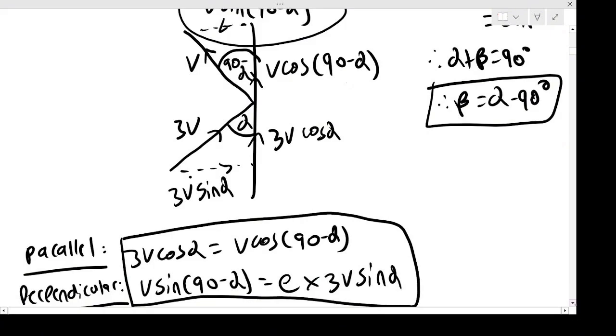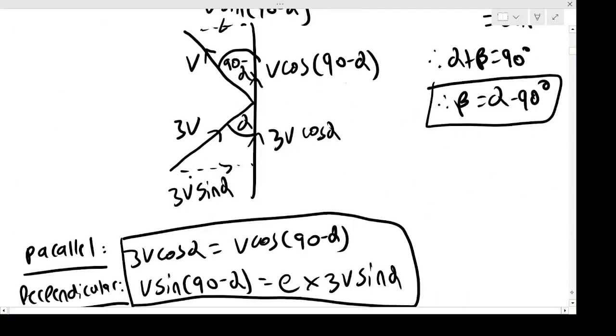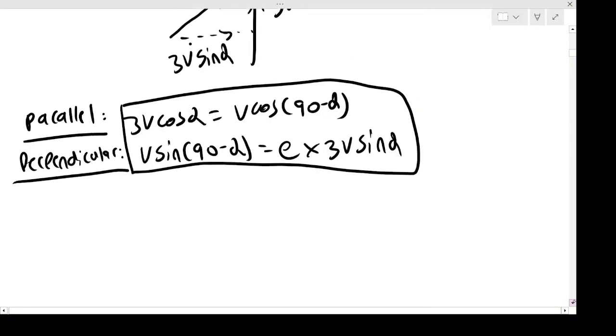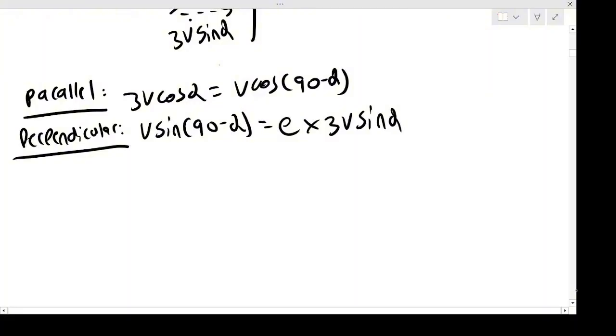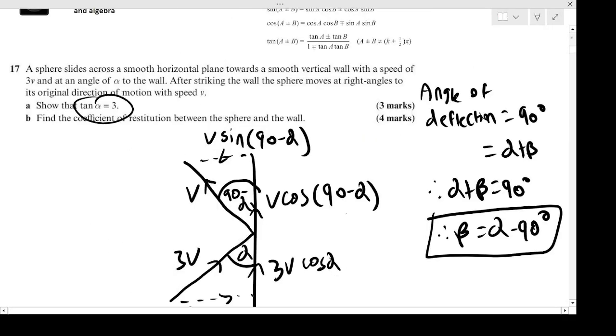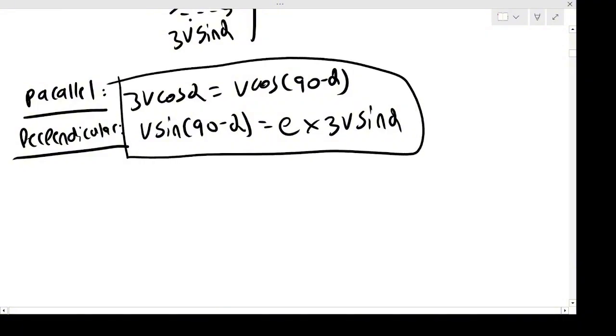Now, how on earth from this are we going to get to tan alpha is 3? Now, you might be thinking, to get tan, usually I'll just divide the two equations. You can do that, but if you were to divide the two equations, you'd have e. We don't know what e is, so we're not going to get to tan alpha is just 3 here. We need to get rid of e. So that means actually we can't use the second equation. We can only use the parallel equation.